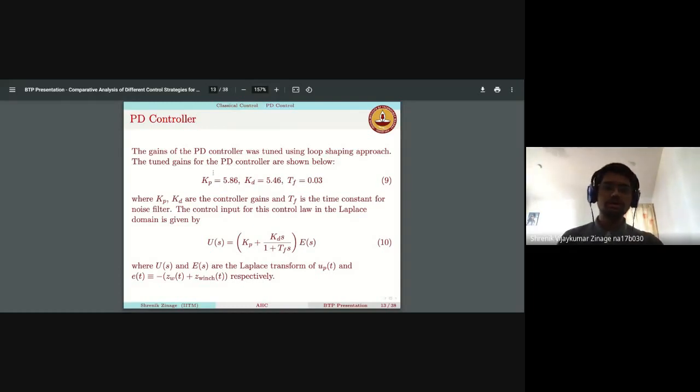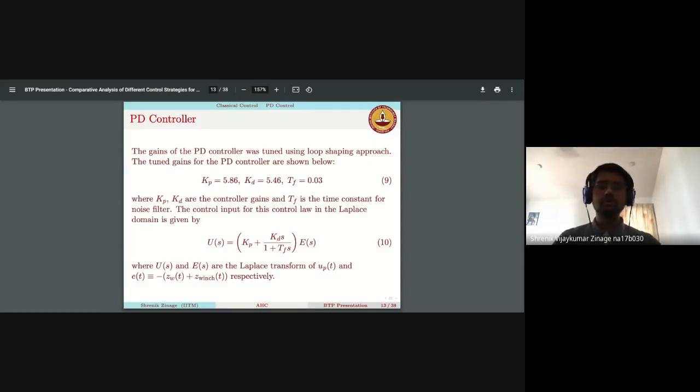So using the loop shaping approach, I tuned these three parameters, and this is how I got the tuned gains. And over here, if you keep TFS small, it's more sensitive to noise. So if you keep TFS as small as possible, then you're able to reject noise very properly. But it also comes with a downside: if there is no noise in the system, then there would be vibrations in the output, which I don't want.